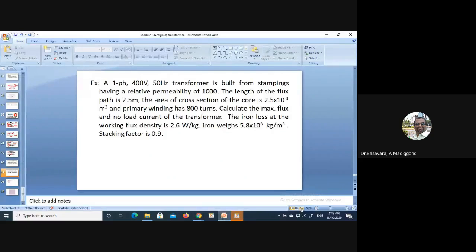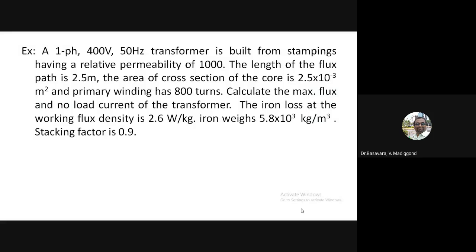Today we shall solve one more problem. Then we'll move further with the resistance and the reactance of the transformer. Okay. Take down this problem.